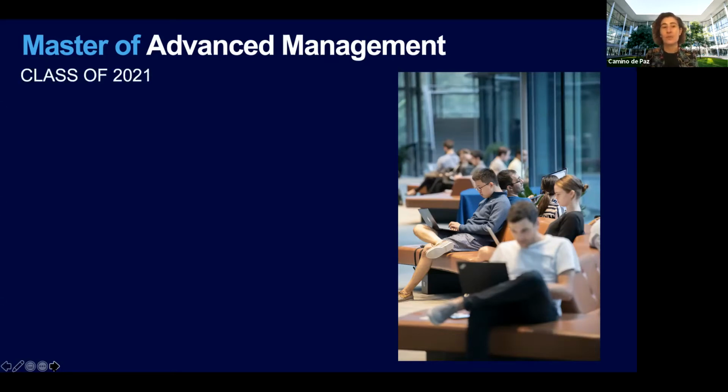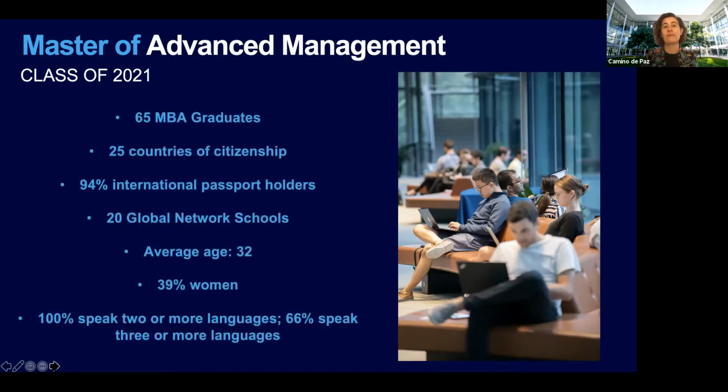The class of 2021, the current class, has 65 MBA graduates coming from 25 countries of citizenship. 94% of our students hold international passports. There are 20 Global Network schools represented. As I said before, the total number of schools in the network is 32. We would love to have students from all the other schools, but this class we have 20 schools represented.